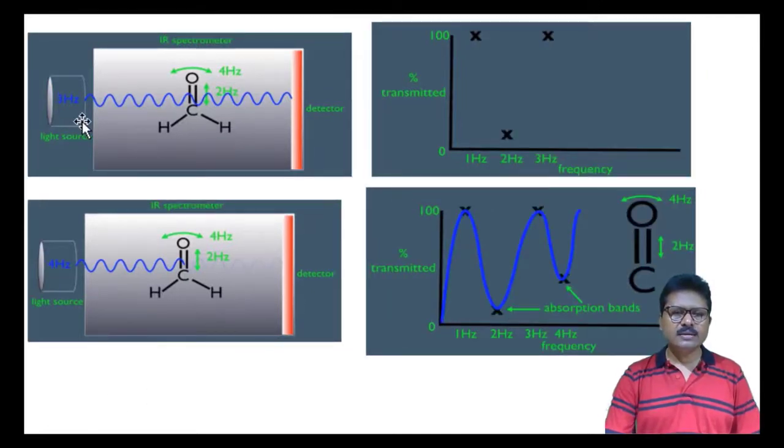After that, we set the frequency of this source to 3 Hz. So the signal coming here is an IR signal with 3 Hz frequency, and this 3 Hz frequency will not be absorbed by this sample and the full signal will come on the detector, and the detector detects this signal with 100% intensity. If we plot this situation, we will get another point indicating 100% transmission.